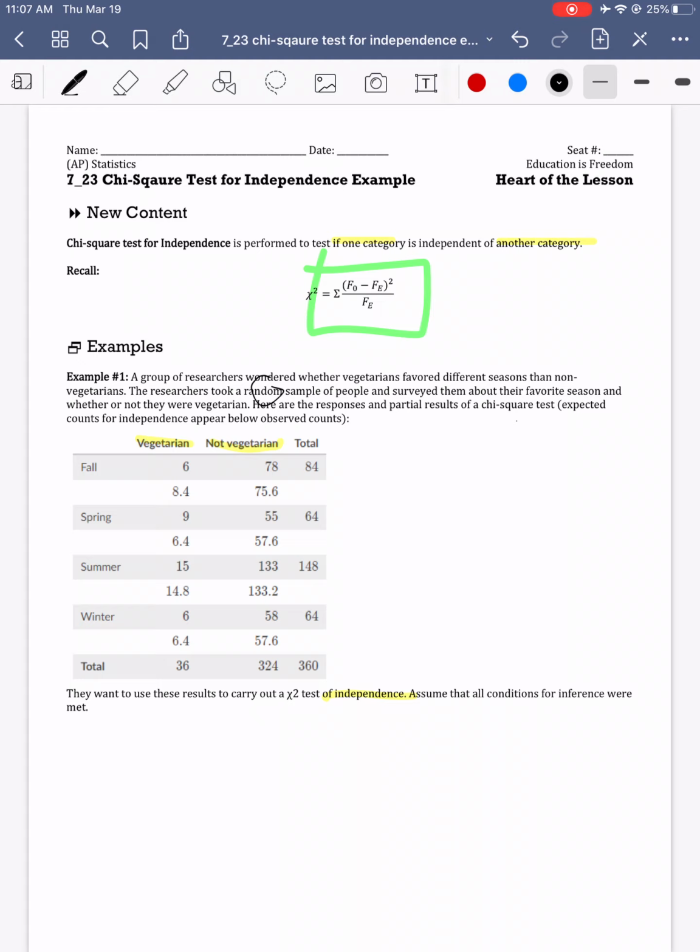So let's go ahead and just create our hypotheses for this problem. For the null hypothesis, we are always going to say that there's an independent relationship. Or excuse me, just independence here.